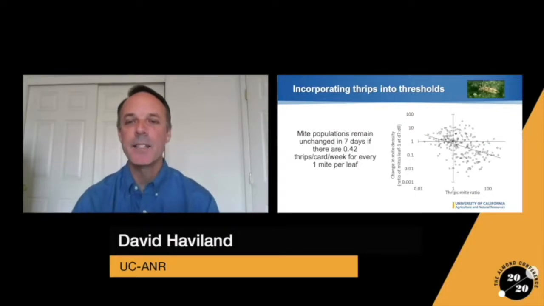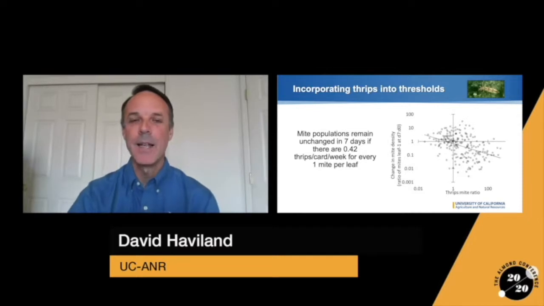This is that exact same chart, just on a log scale. And what this shows is that if you have 0.4 thrips per card for every 1 mite per leaf, the mite population won't change. Okay, 0.4 per card per week for every 1 mite per leaf. Now, I realize you're not counting mites and you may not be counting thrips, but what does that mean in the real world?